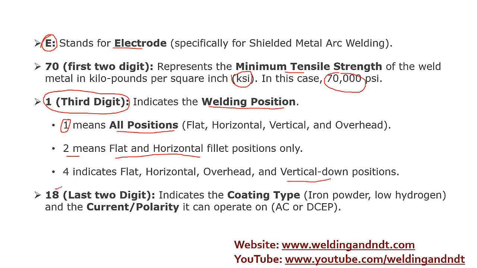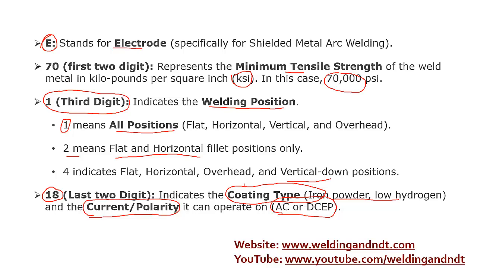Now the last two digits, that is 18 in 7018. The last two digits combined indicate the coating type, meaning the composition of the coating. For 18 it is iron powder, low hydrogen, and the last two digits also indicate the current and polarity in which the electrode can be used. The 18 is used for AC and DCEP. So it can be used for AC or DCEP, not DCEN.